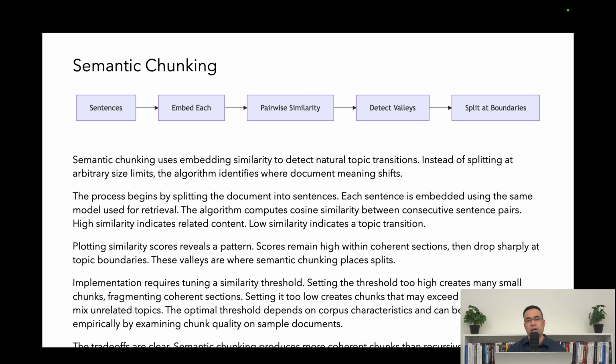When you plot these similarity scores, a pattern emerges. Scores remain high within coherent sections, then drop sharply at the topic boundaries. These drops, these valleys in the similarity curve, are where semantic chunking places its splits.